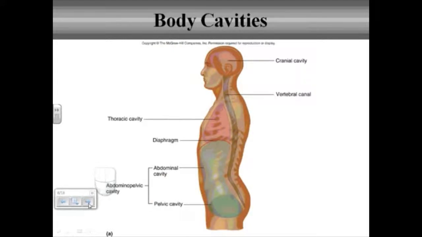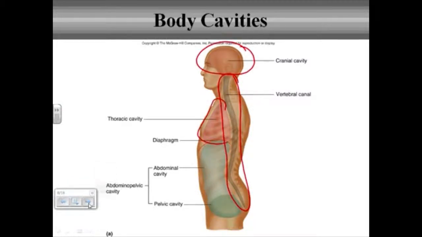This is just another picture that's diagramming for us the different body cavities. So we have cranial, vertebral, thoracic, abdominal, pelvic.